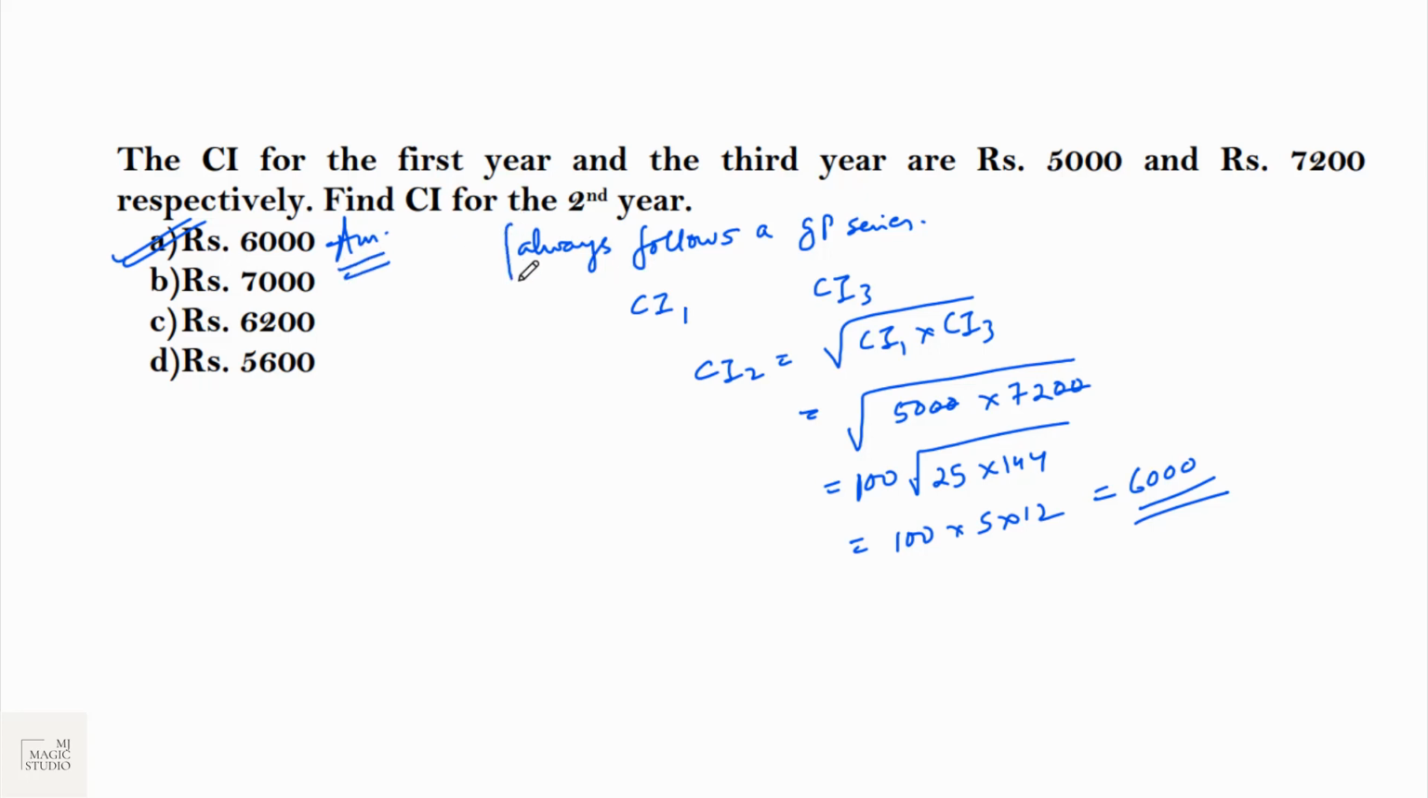You may use this concept whenever CI for particular years is considered. The CI series will always form a GP format. So if the first and third years are given, the second year would be the geometric mean of the first and third. Based on that, option A fits in.